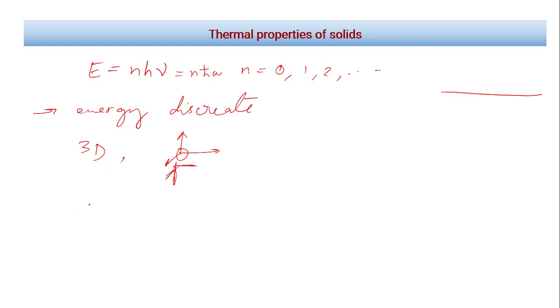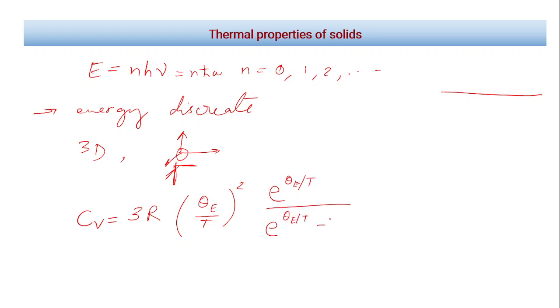The derivation was done. Again, the derivation you can check in the lecture video, and the value of specific heat that he gave was 3R (theta_E/T)^2 e^(theta_E/T) divided by (e^(theta_E/T) - 1)^2, where theta_E is h nu by k.